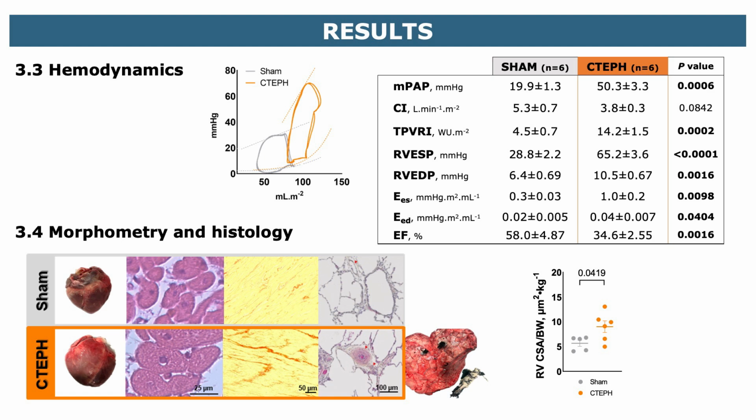Regarding morphometry and histology studies, we observe an increase in heart weight and cardiomyocyte cross-sectional area. However, significant RV fibrosis was not observed among groups. Vascular remodeling, as you can see in this image, was also observed in some distal arteries of the unobstructed lobes.